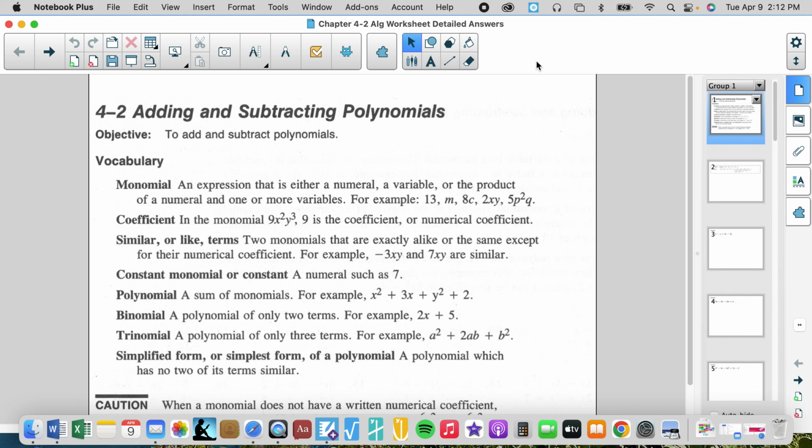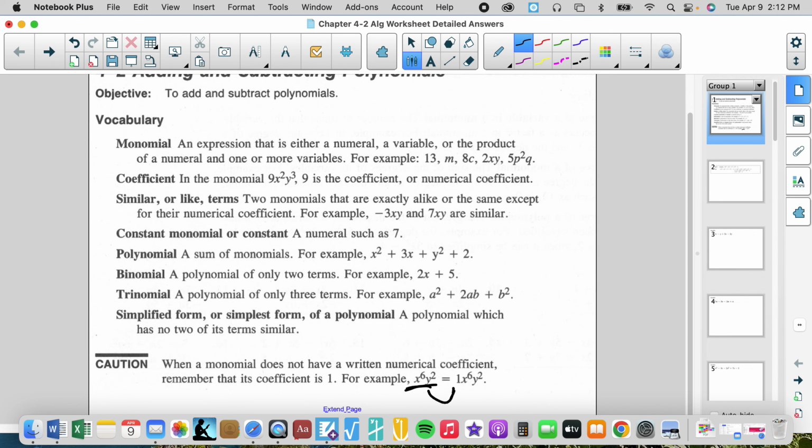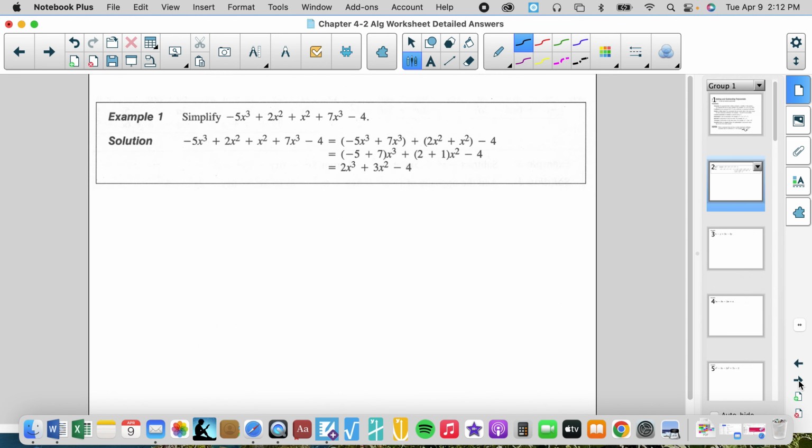Chapter 4.2, adding and subtracting polynomials. So now we are going to work on combining like terms. When a monomial doesn't have a written numerical coefficient, remember that coefficient is 1. We would never write a 1 in this case, but it's understood that there is a coefficient of 1 for that term.